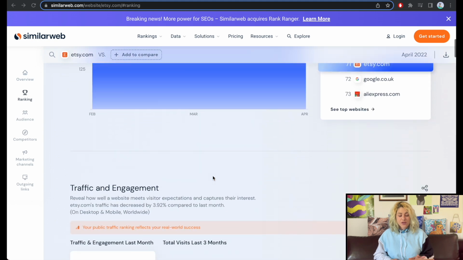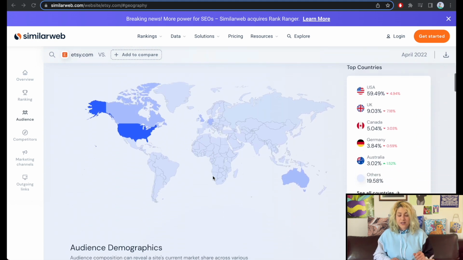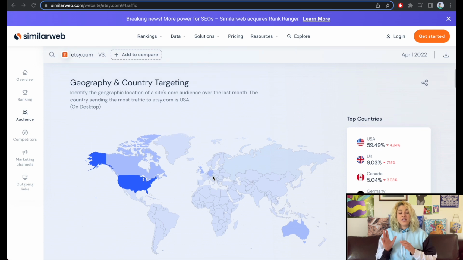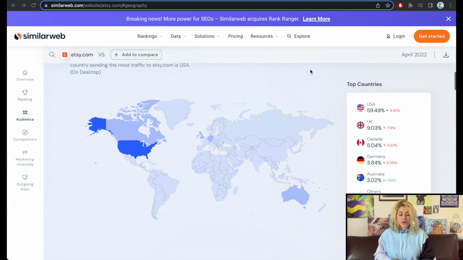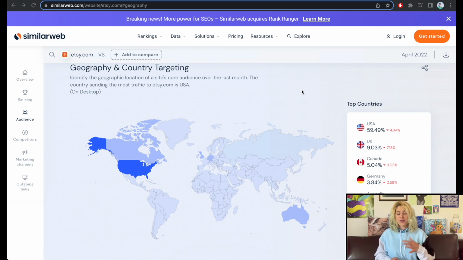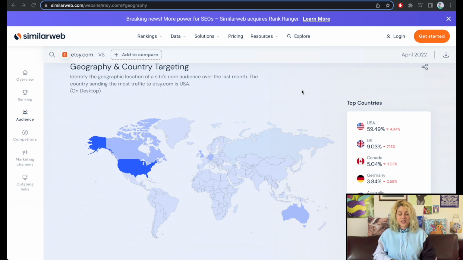If I scroll down below to check out another interesting fact, I will find the geography and country targeting of Etsy, and basically who enters their platform from where. So almost 60% of the people on the platform are entering from the United States. We have a little over 9% from the UK, 5% from Canada, and the rest from the rest of the world. That's a pretty interesting statistic given that you might want to sell to the US, you might want to sell to the UK. And if you want to sell to a very specific market, maybe this little tool could help you out scanning different websites and seeing their popularity in each and every country.